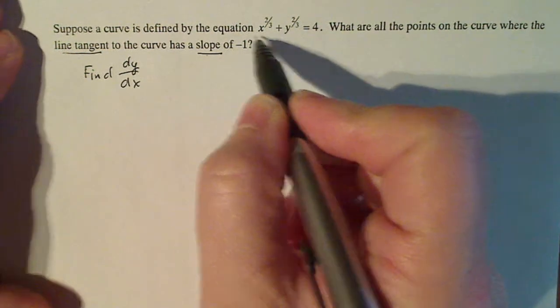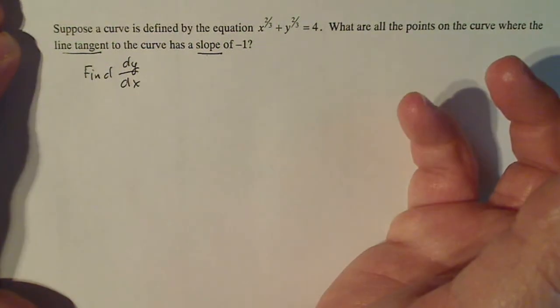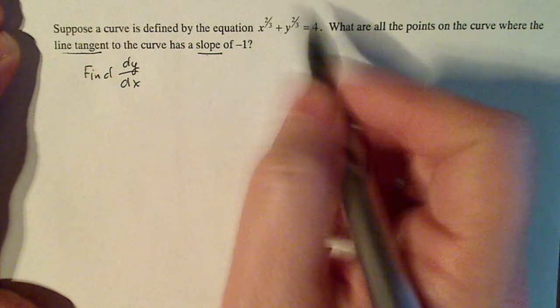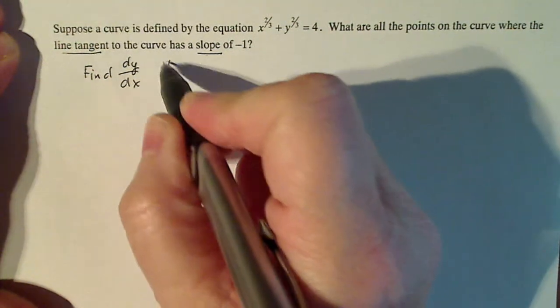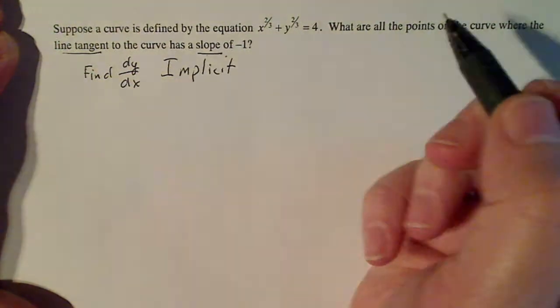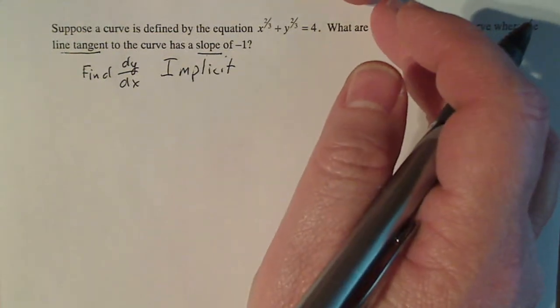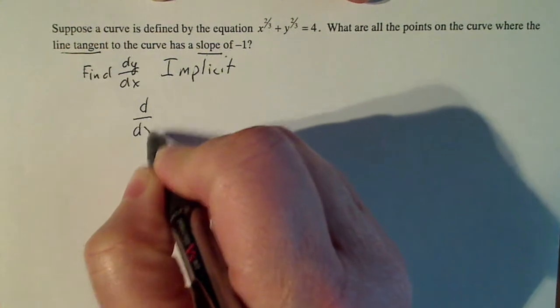Now, because y isn't isolated anywhere, and we have something that's not solved explicitly for either x or y, it's best to use implicit differentiation to find the derivative. All right, so to start with implicit differentiation, I have to take the derivative with respect to x of both sides.